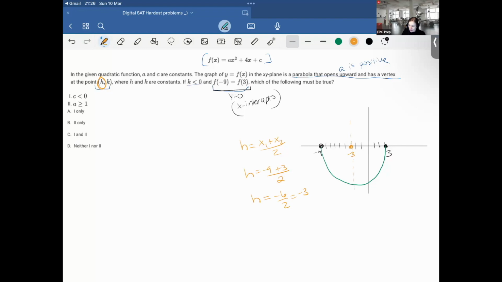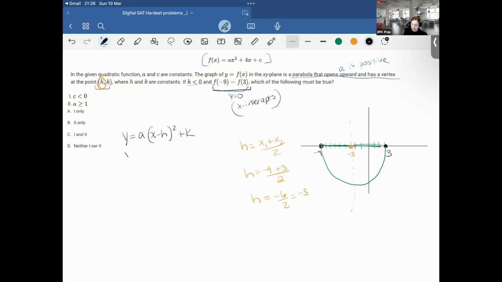Remember, parabolas are always symmetrical. Okay, so that's why I know that the x-coordinate of the vertex is equidistant from this x-intercept and this x-intercept. Okay, amazing. So why is that amazing? Well, now I'm going to go to vertex form. And remember, vertex form, super important formula. Know this for the digital SAT.